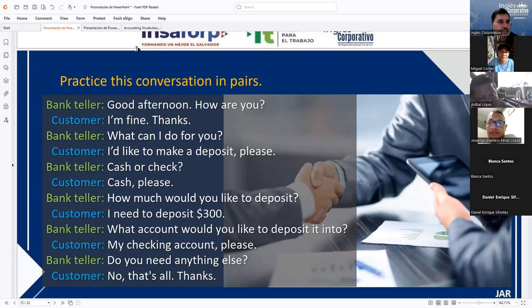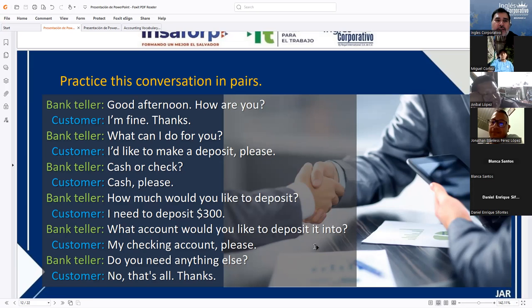Questions about the conversation? Teacher, can you repeat the pronunciation? Deposit it into. Deposit it into. What account would you like to deposit it into?